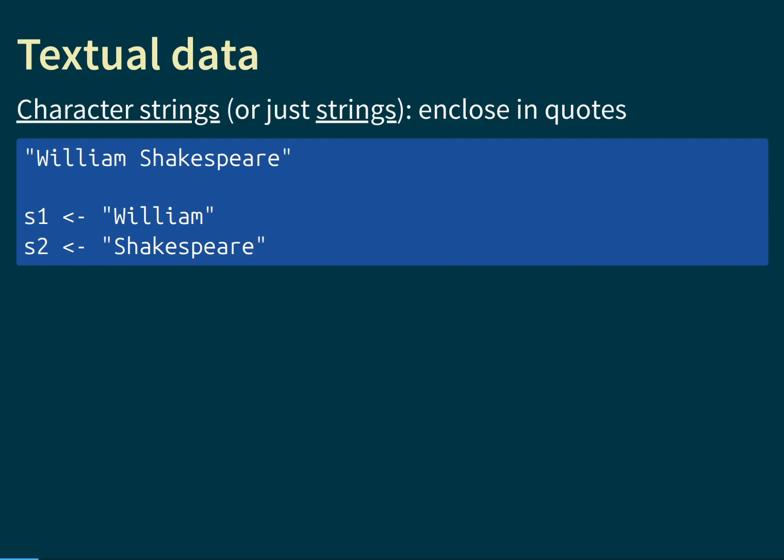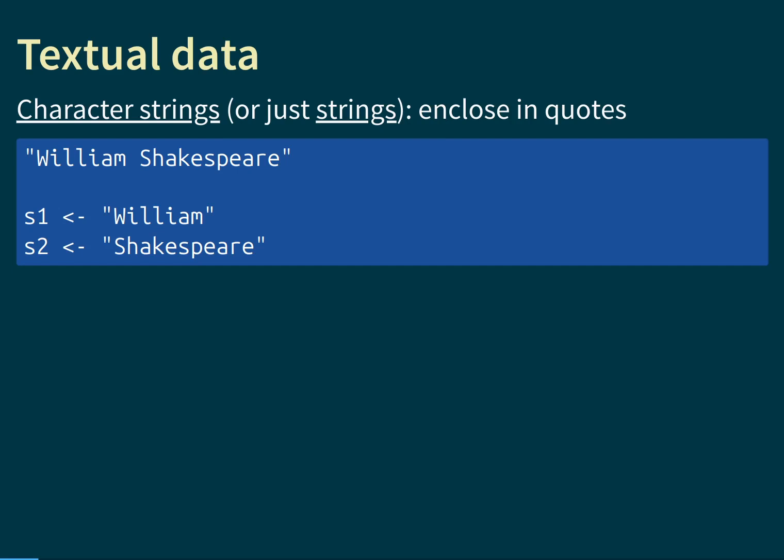How do we represent normal written text in R? These data are called character strings, or even just strings for short. That's computer speak for text. And the way we represent such text is simply enclosing them in quotes, as you can see. So for example, "William Shakespeare" in quotes would refer to a character string that has the written text William Shakespeare inside it.